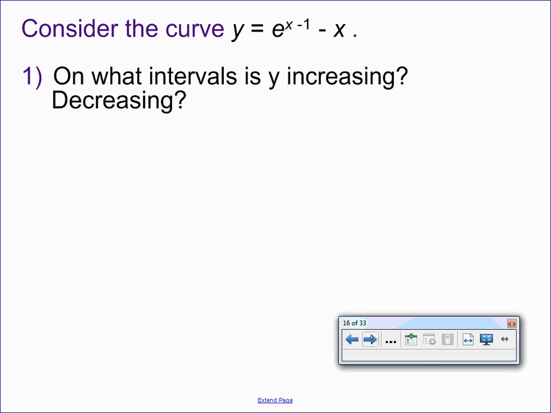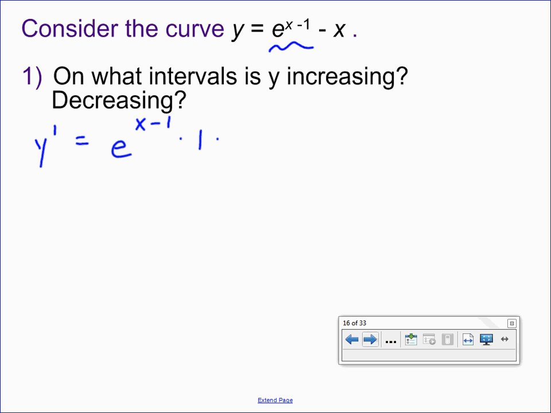So here we go. Which derivative tells me about increasing versus decreasing? First derivative. Let's find the first derivative of my original function y equals e to the x minus 1 minus x. Term by term, the derivative of an exponential function is the exponential function itself, so that's e to the x minus 1 times the derivative of the exponent. Well, that would just be 1.